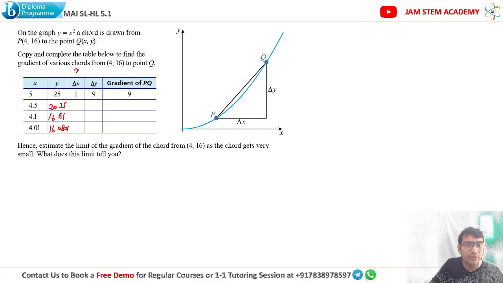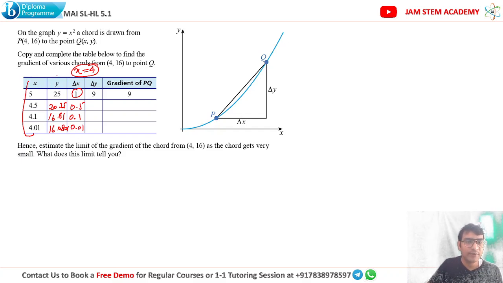Now, the change in values of x. The initial value of x is 4, and the Q values are given here. So the change in values of x, between 4 and 5, is a change of 1. Between 4 and 4.5, the change is 0.5. Between 4 and 4.1, the change is 0.1. And you can see this, right?